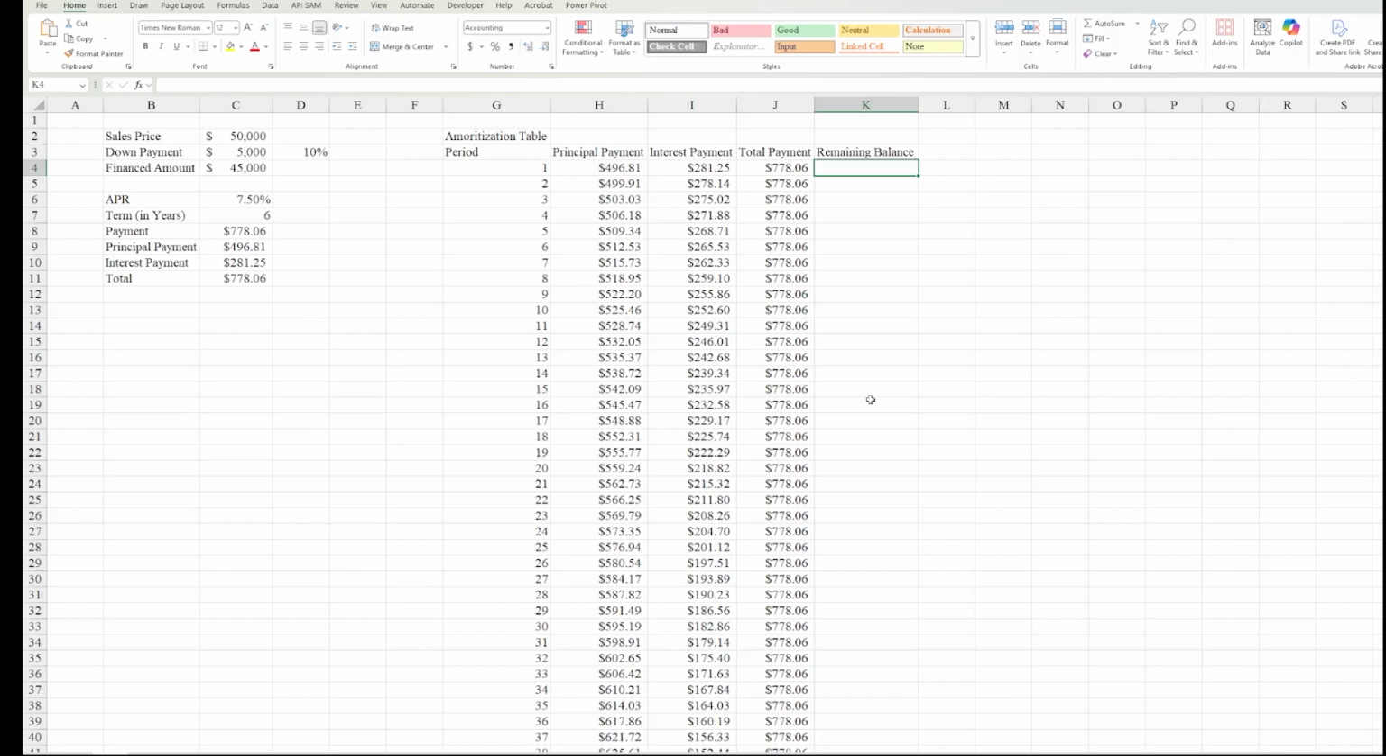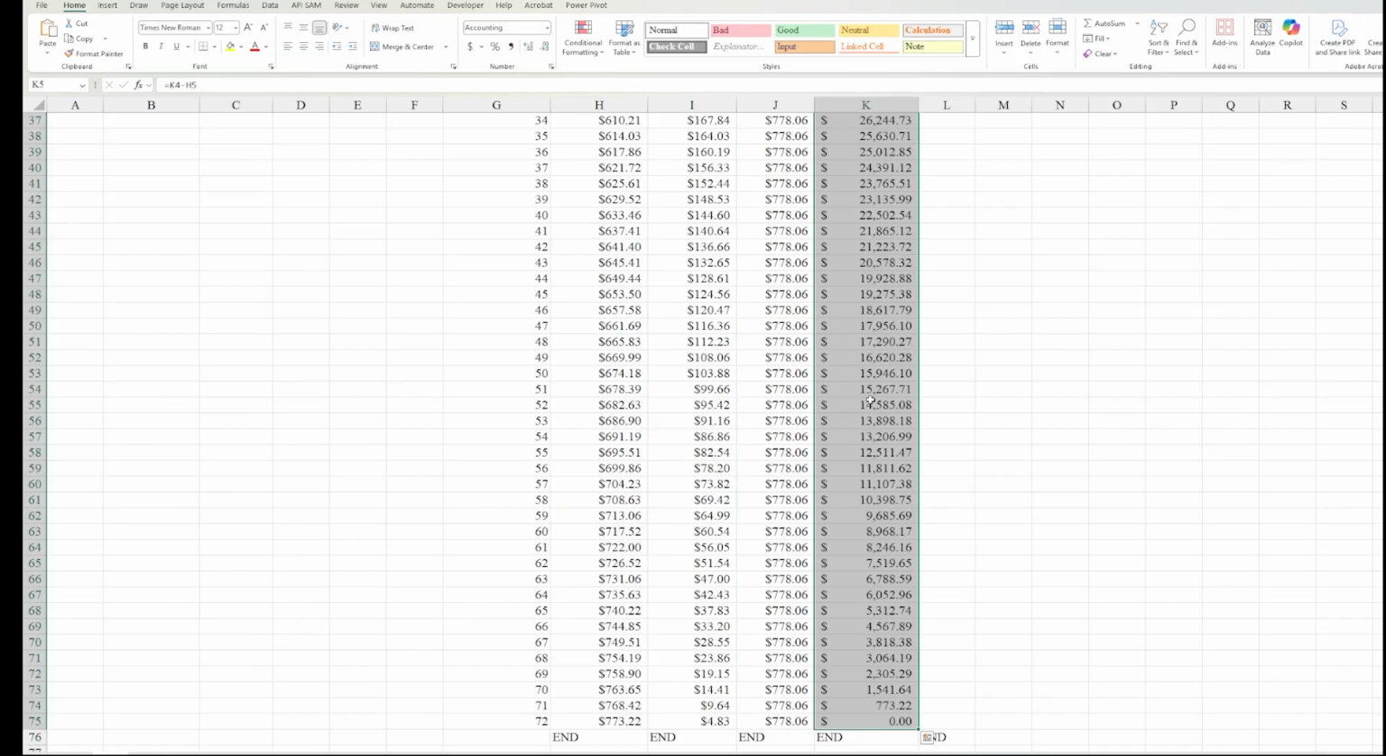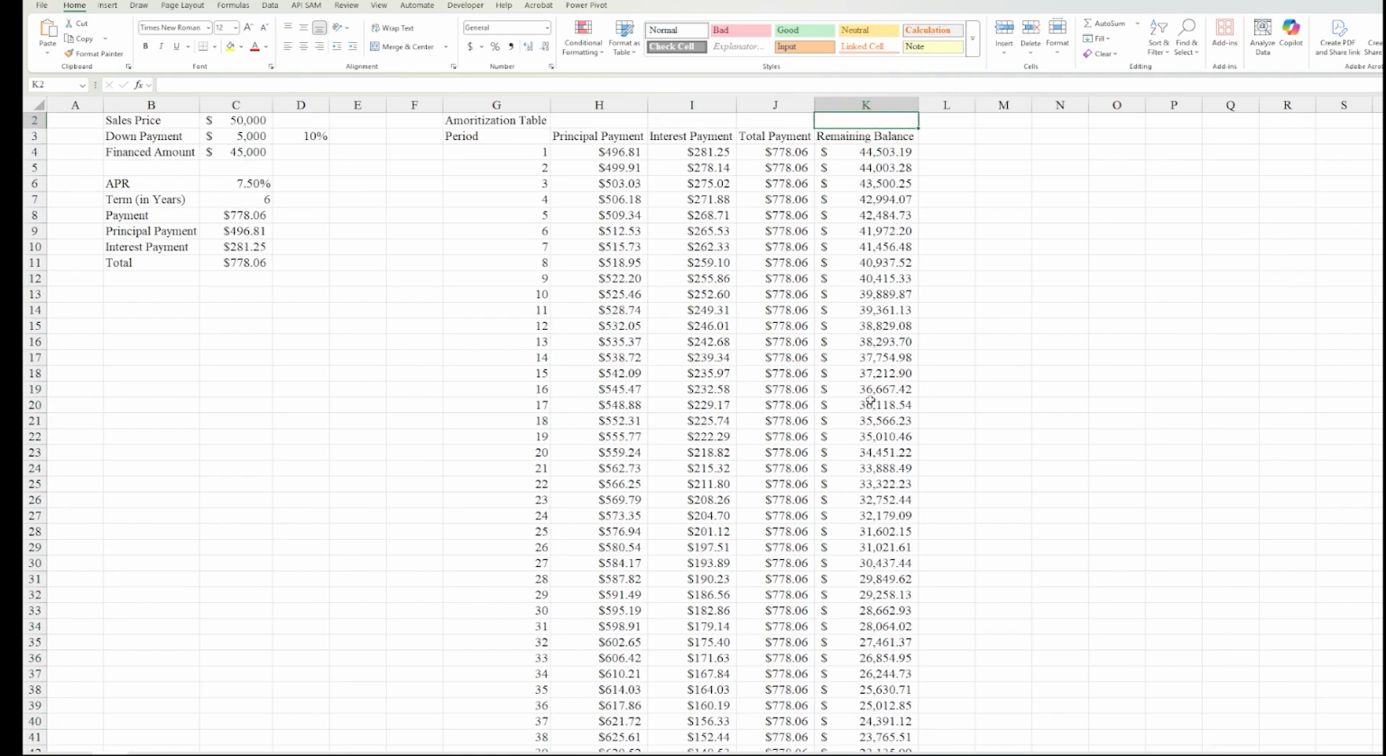And the remaining balance is going to be, we're going to start with the financed amount in C4 minus the principal payment in H4. And then the next row down, you're going to do the remaining K4 minus H5. And then you should just be able to fill that down until you get to the 0 there. All right. And that's it. That's how you create a pretty basic amortization schedule. And this should be live as well.